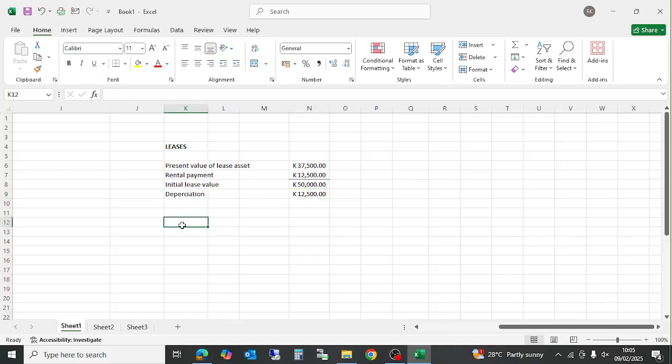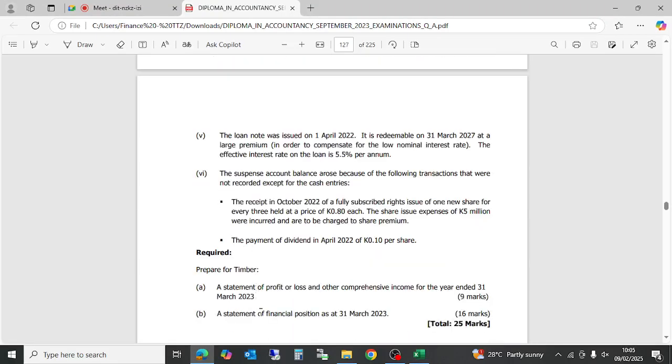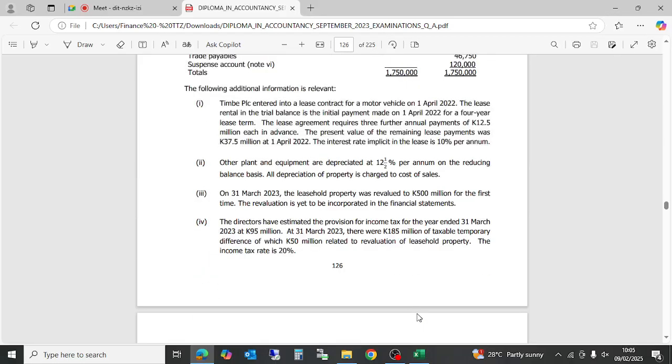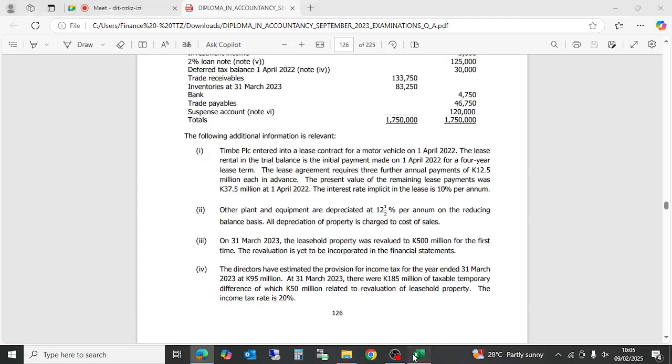That will be the depreciation. We have calculated it, and we know the initial asset value. Now what we want is the lease liability, the current lease liability. Please note that we are actually in 2023, because the question is asking for the statement of profit and also financial position ending 31 March 2023. So what do we do?